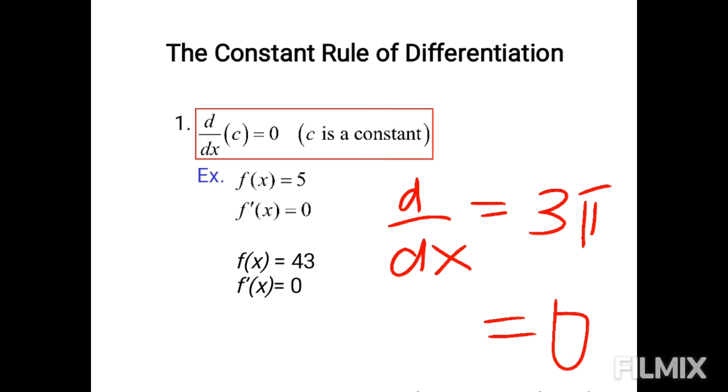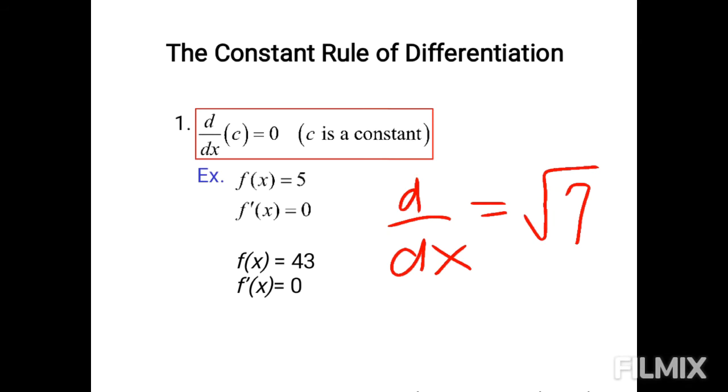Okay, let's have the other one. Say we need to find the derivative of the square root of 7, or the square root of any constant, any real number. Then the derivative will also be 0. So make sure you remember that if we are going to find the derivative of any constant, it will always equal 0.